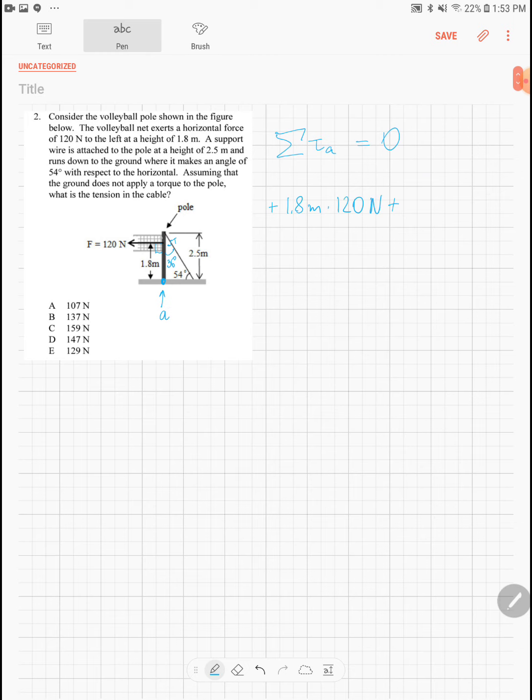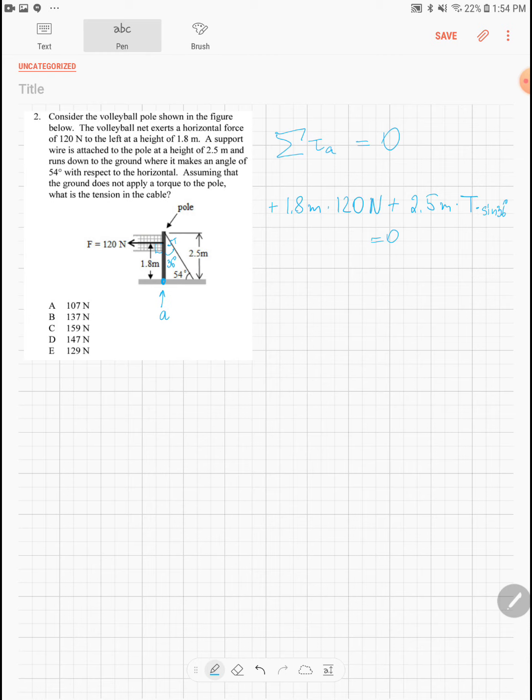Now there is a torque created by the string tension force. It is 2.5 meters away from the axis, times the magnitude of this force T, times the sine of the angle between the pole and the direction of the force, so times sine of 36 degrees. And in this sum, as we discussed here, it is 0. So now I can solve everything for T.